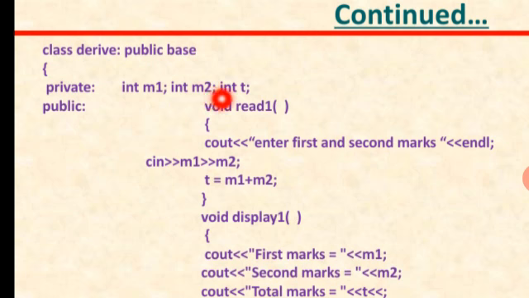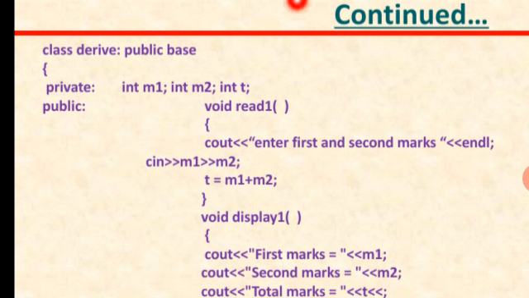m1, m2, t are the variables which belong to the class derive. They are not present in the base class. These are the qualities or variables of the class derive. Then public, in the public section I have written read1. The name of the function is read1. Read1 is the function where I am entering the first and second marks of the students. So m1 and m2 are the marks of the students which I am accepting from the user.